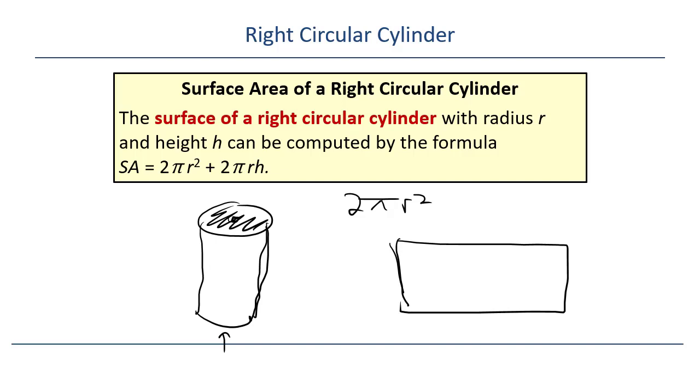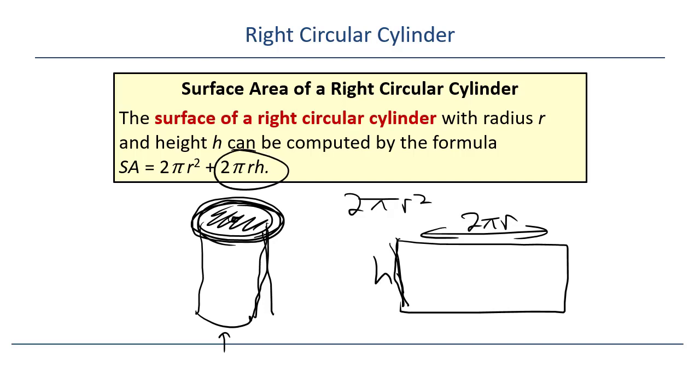Okay, but what are the dimensions of this piece of paper? Well, we know the height here is the height. That's our h. But what about this distance here? When you wrap it, it goes around the can, so that ends up being the circumference. And we know circumference is 2 pi r. So that's why this is 2 pi r times h.